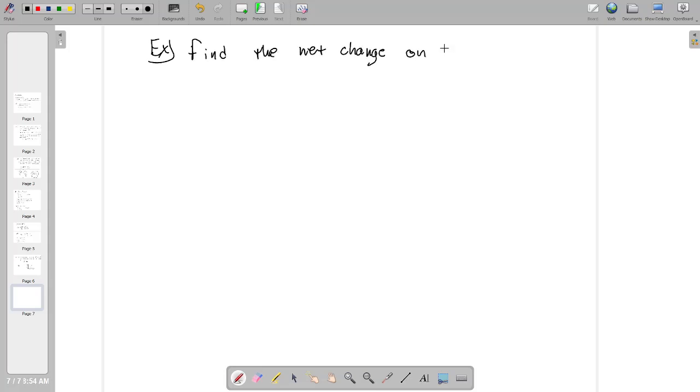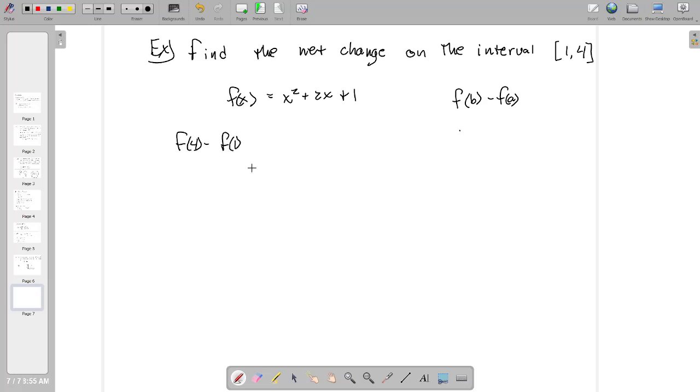Find the net change on the interval 1, 4 if f of x is equal to x squared plus 2x plus 1. So here, what we want to do is plug in our b value to our function and our a value to our function, and then subtract. So we're looking for f of b minus f of a, where our a and our b are 1 and 4 respectively. So what we want to figure out is f of 4 minus f of 1.